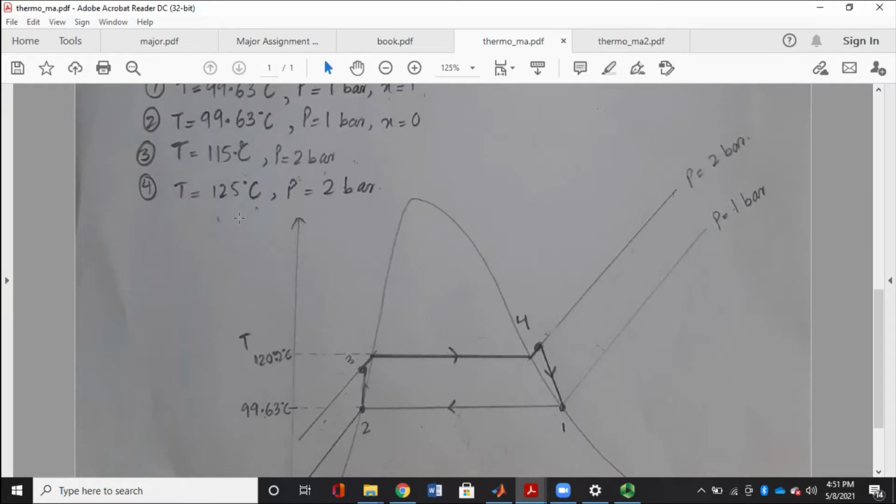increases the temperature to 125 degrees Celsius at 2 bar. So it remains on the same isobar, but the temperature increases, and from a subcooled liquid, it becomes a superheated vapor. And then from 4 to 1, it flows in the pipe back to the radiator, and hence we complete the cycle.